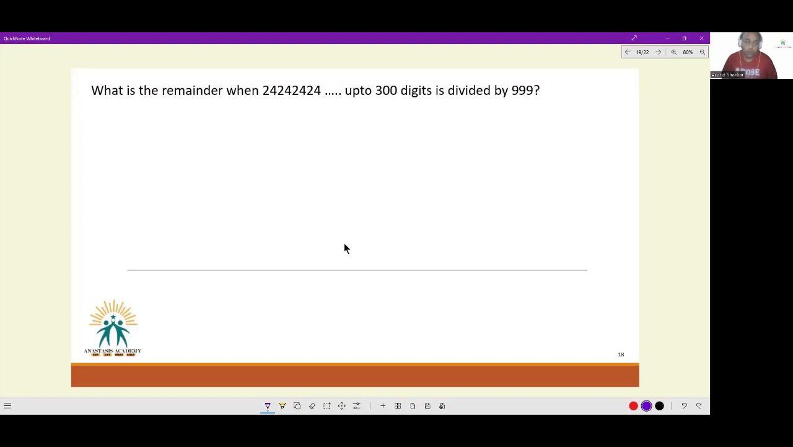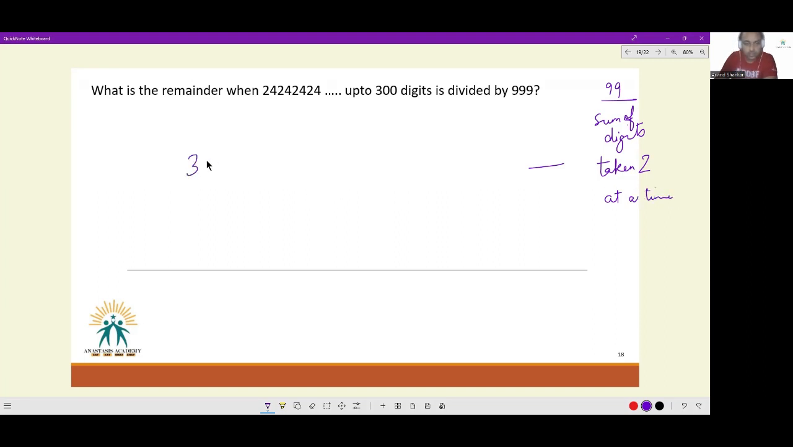Next question. What is the remainder when 2, 4, 2, 4, 2, 4, 2, 4 up to 300 digits is divided by 999? Okay. Now, all of us hopefully know the divisibility rule of 9. We do the sum of digits. But those of us who have studied appropriately would know the divisibility rule of 99 is the sum of digits taken 2 at a time.